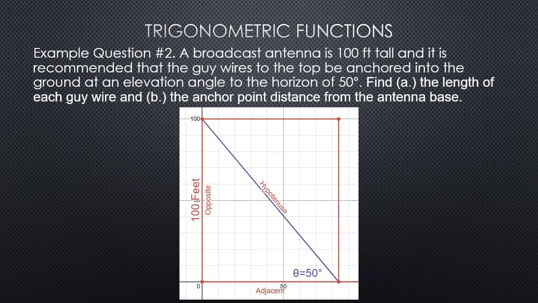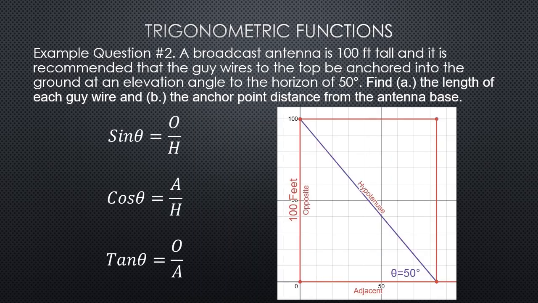Example question number 2. The broadcast antenna is 100 feet tall, and it is recommended that the guy wires to the top be anchored into the ground at an elevation angle to the horizon of 50 degrees. Find the length of each guy wire and the anchor point distance from the antenna base.